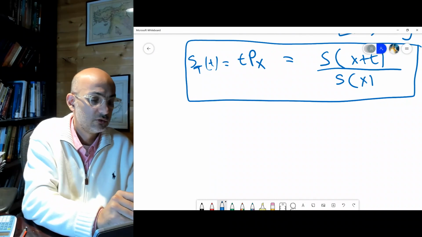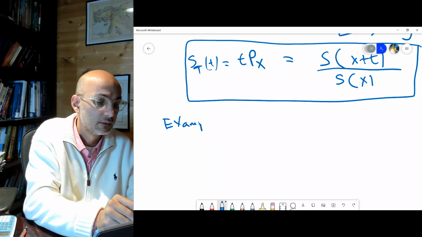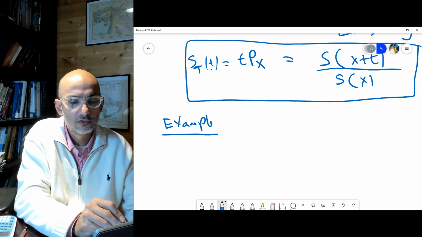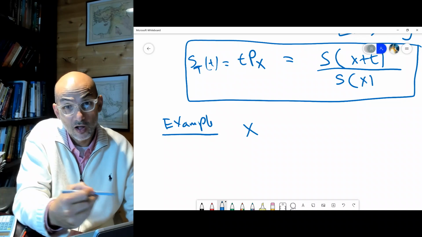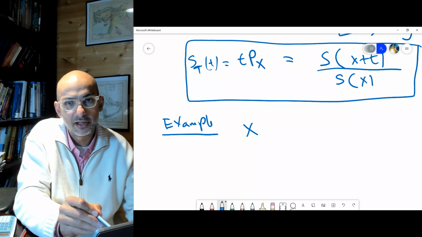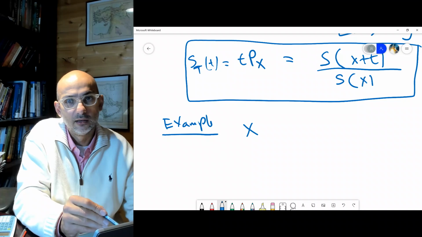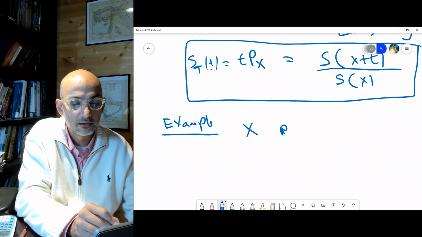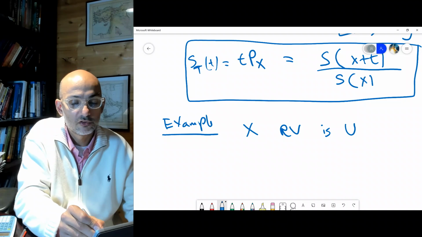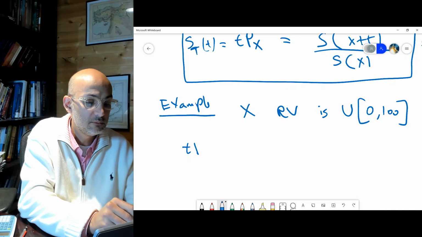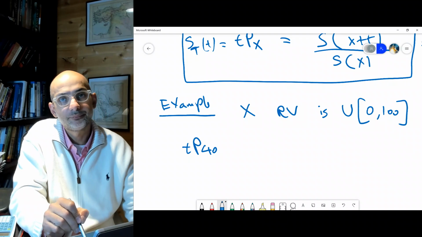Let's take an example to help us illustrate what we mean. Usually, just to simplify it, we start with our friend, the uniform distribution. So X, and when we say X, it's the whole life, the random variable, life until failure, or age at failure. The age at failure random variable is uniformly distributed between 0 and 100. This is typical, like we've done many questions. The question is to find tp40, right?